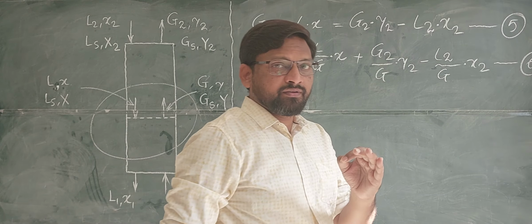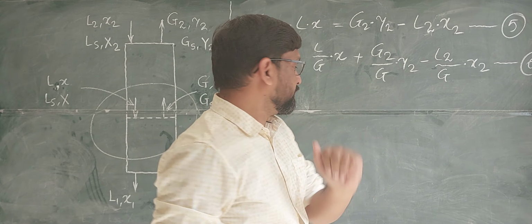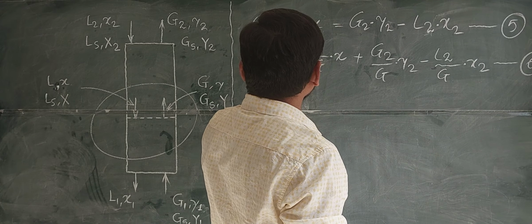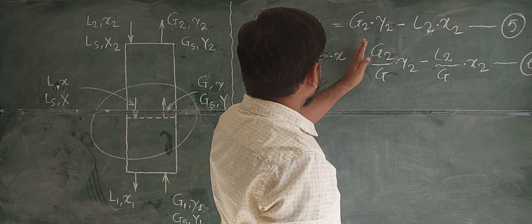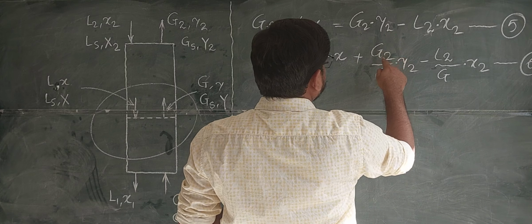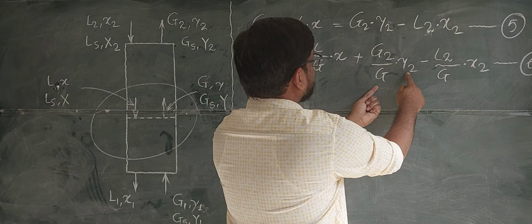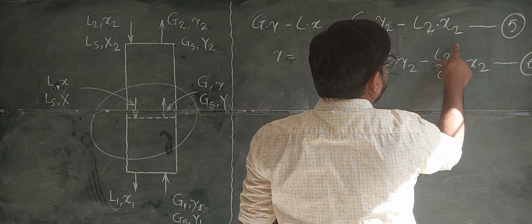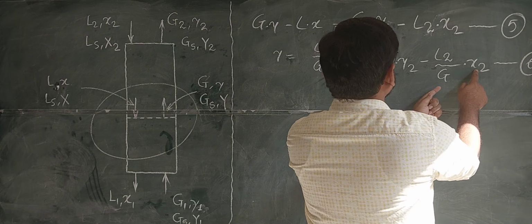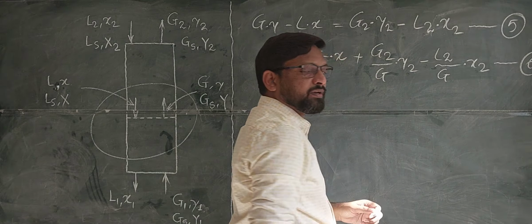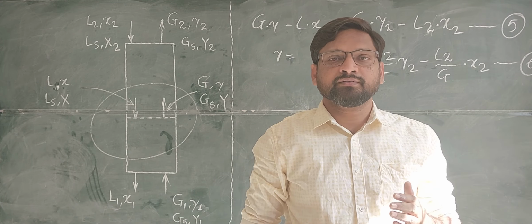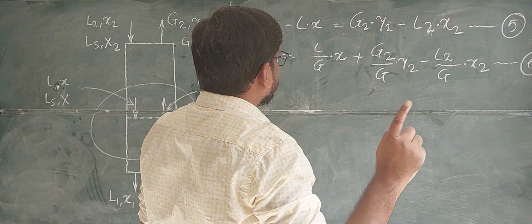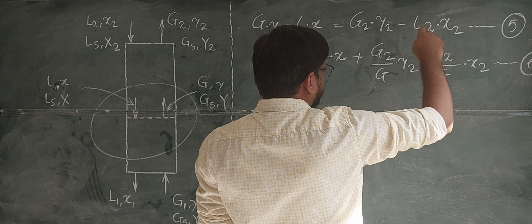Let us check whether we have written it correctly or not. Lx goes to this side, means Lx divided by G, plus G2 into Y2 divided by G, minus L2 into X2 divided by G. So the equation which we have rewritten by rearranging the terms is correct now. This is the equation of a straight line now.